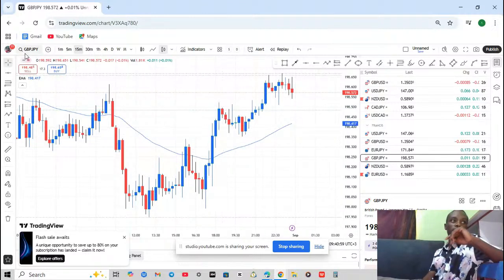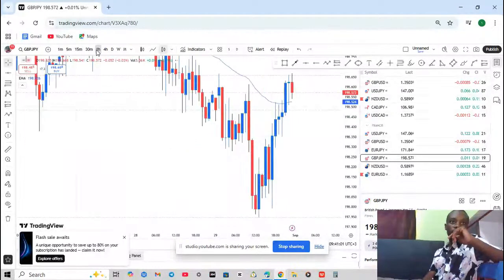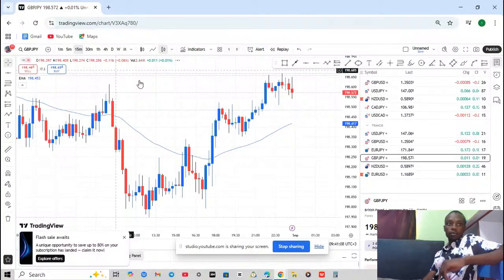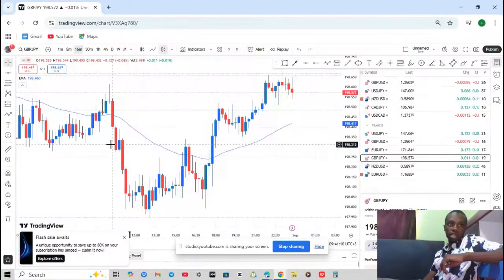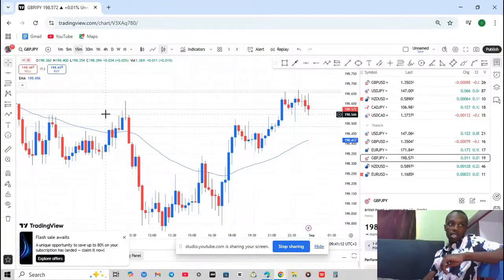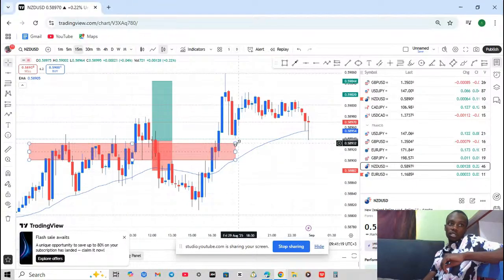Here in this one, we go to the 1 hour chart. We have three closes above the 50 exponential moving average. Did the market form a clear trend? I don't think so. The market is not in a clear trend, so we skip that.